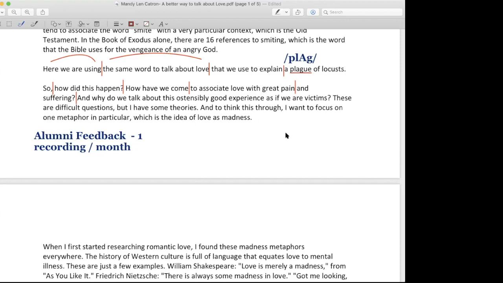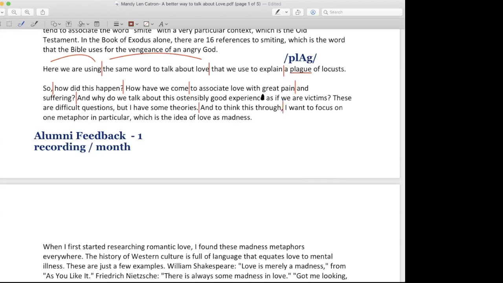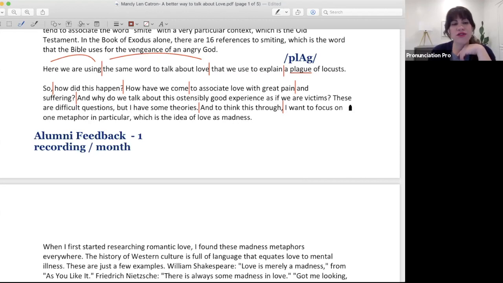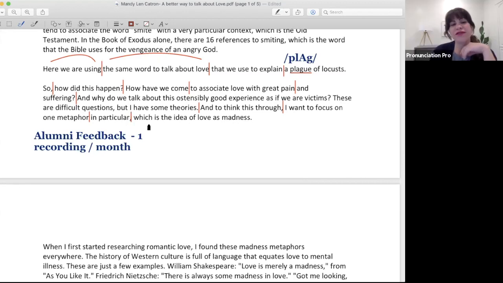And why do we talk about this ostensibly good experience as if we are victims? These are difficult questions, though I have some theories. And to think this through, I want to focus on one metaphor in particular, which is the idea of love as madness. Okay, so let's start right here. And to think this through. And to think this through. Good. I want to focus on one metaphor. In particular. Which is the idea of love as madness.